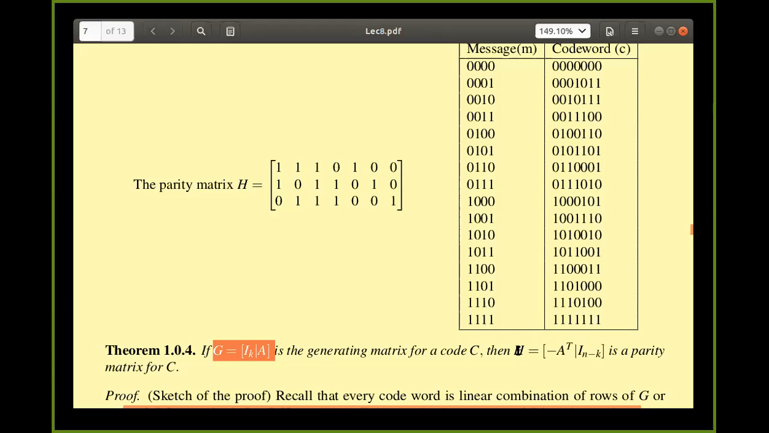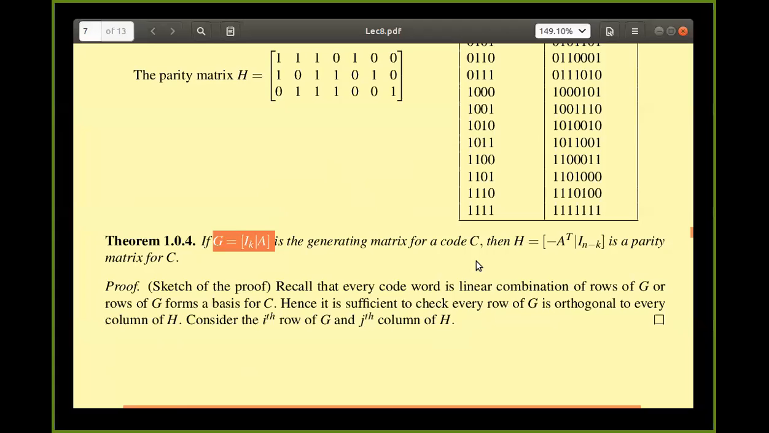In order to show that every code word is perpendicular to every column, it is sufficient to look at the basis only. From the generator matrix I can construct the basis of the C-perp. If it is a binary code, then the minus sign can be removed and we can simply write A transpose, because in binary, -1 is the same as +1. There is no problem at that time.